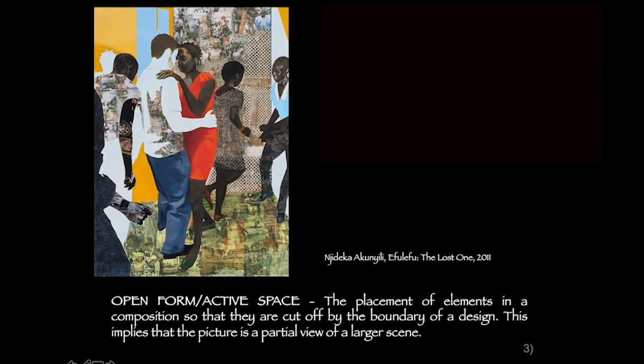So related to composition, there's what is called open form or active space. This is something that I've been encouraging you to take a look at. And this is the placement of elements in a composition so that they're cut off by the boundary of a design. So this really implies that the picture is a partial view of a larger scene.